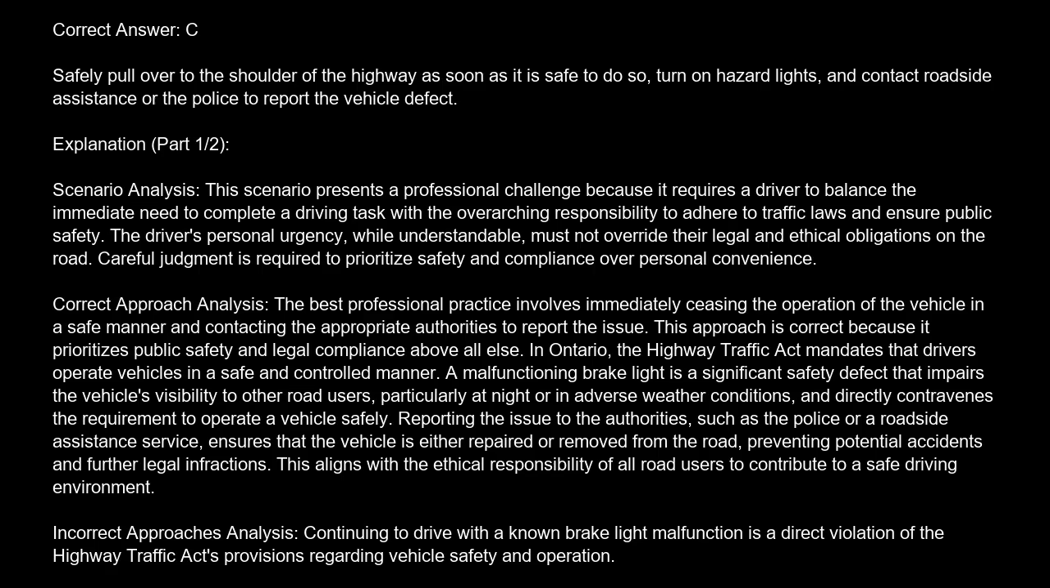The correct answer is C. Safely pull over to the shoulder of the highway as soon as it is safe to do so, turn on hazard lights, and contact roadside assistance or the police to report the vehicle defect.